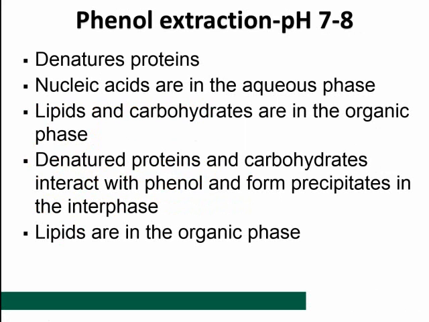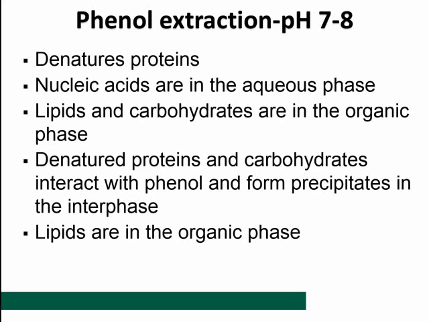Now, we need to talk about the pH of the phenol chloroform isoamyl alcohol. The pH must be maintained at 7 to 8, and here's the reason why. As long as the pH is maintained at 7 to 8, the DNA is going to remain suspended in solution because the phosphate groups are not protonated or neutralized at a pH that is neutral or right above neutral. And so they will remain in the aqueous phase.